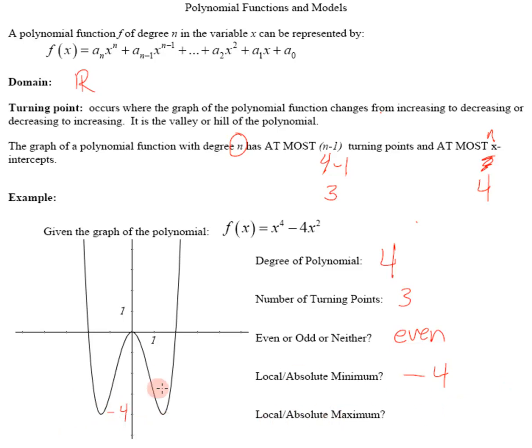Local and absolute maximums. Well, there's no absolute maximum, but there is a local one, and it's right there at 0. So we have a local maximum of 0.